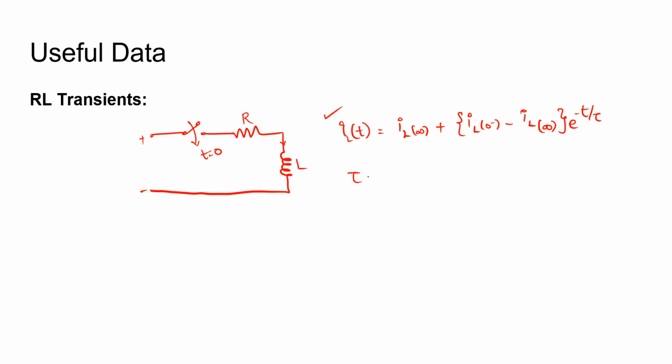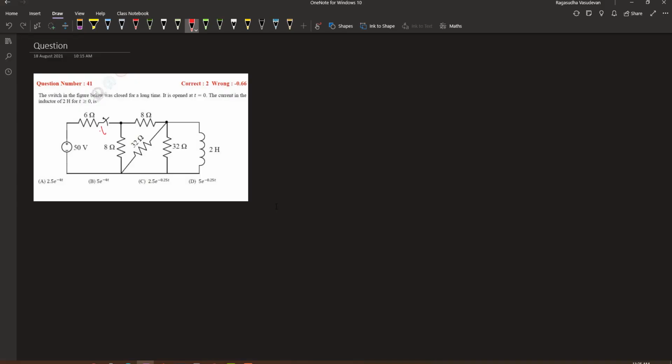The value of tau is the time constant, which is given by the value of the inductance divided by the resistance. Let's make use of these two formulas in order to solve this problem. In the problem, it is given that the switch is opened at t equals 0. So before that, the switch remains closed. So at t equals 0, the switch is opened and it is source free.